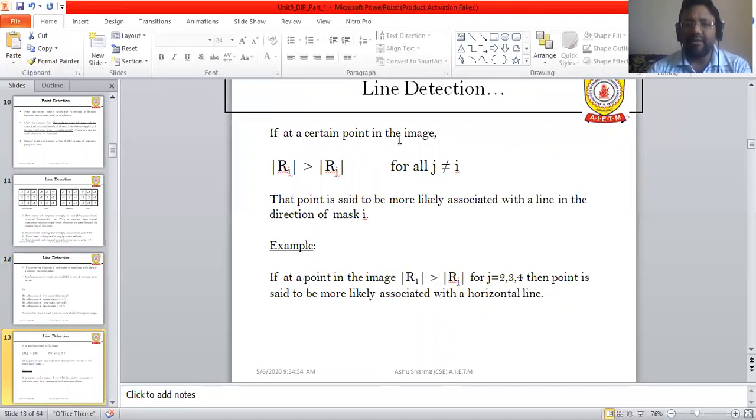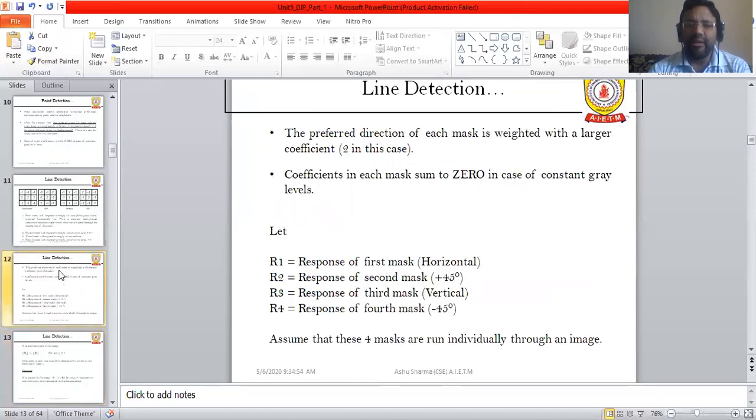Here, if at a certain point in the image, Ri is greater than Rj, for all j not equals to i, that point is said to be more likely associated with a line in the direction of mask i. So we can say, if suppose R1 is greater than R2, it means that line is detected, that alignment towards horizontal rather than +45 degree. We can say if R3 is greater than R4, so we can say that point, that line is detected towards vertical rather than -45 degree.